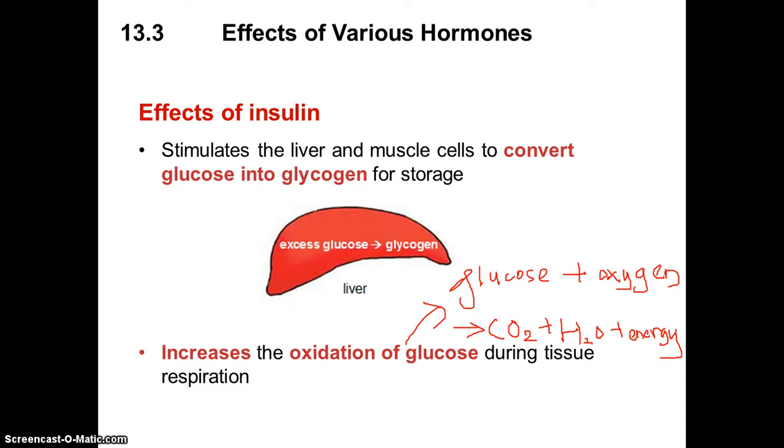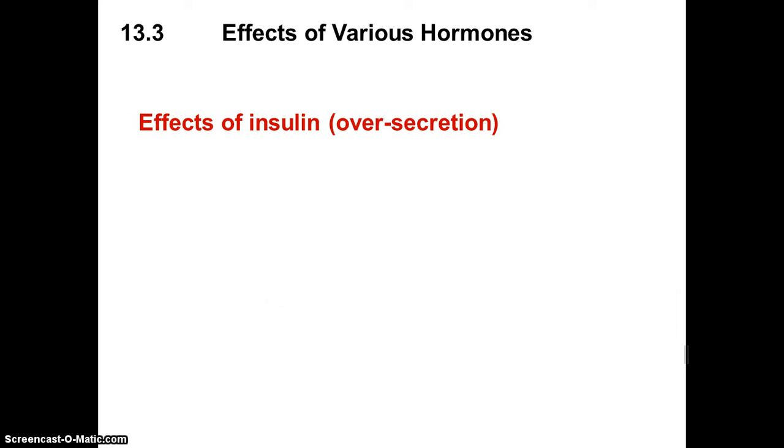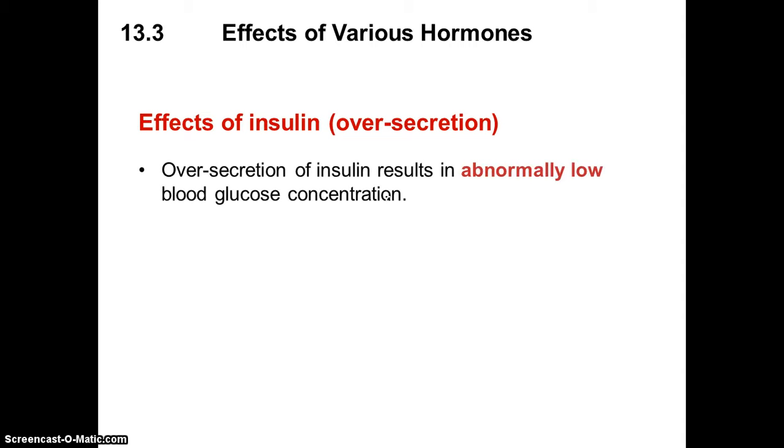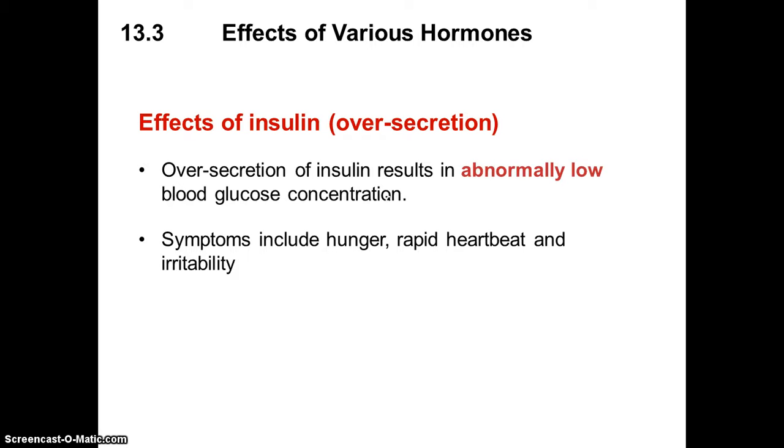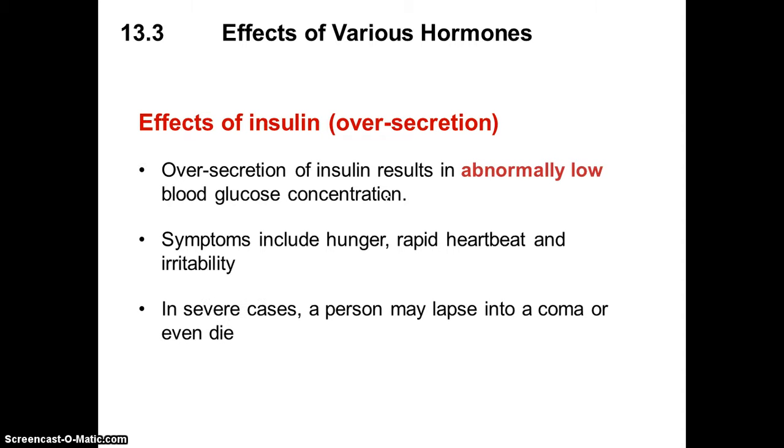What happens when the insulin is oversecreted? Oversecretion of insulin results in abnormally low blood glucose concentrations. Some of the symptoms include hunger, rapid heartbeat, and irritability. In some severe cases, a person may lapse into a coma or even die.